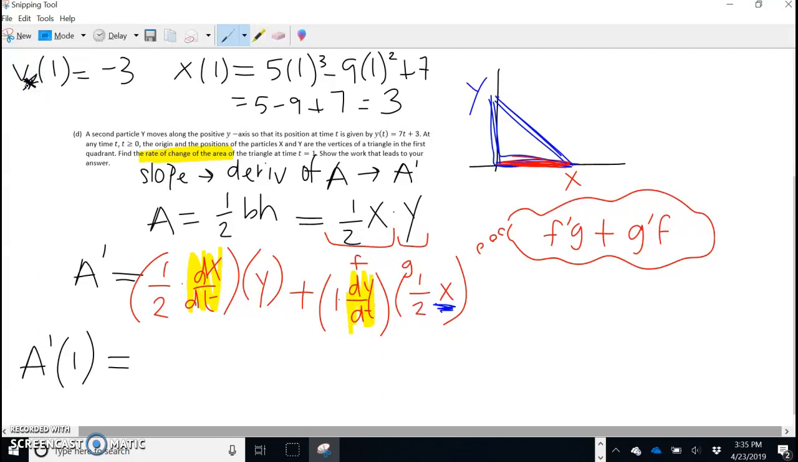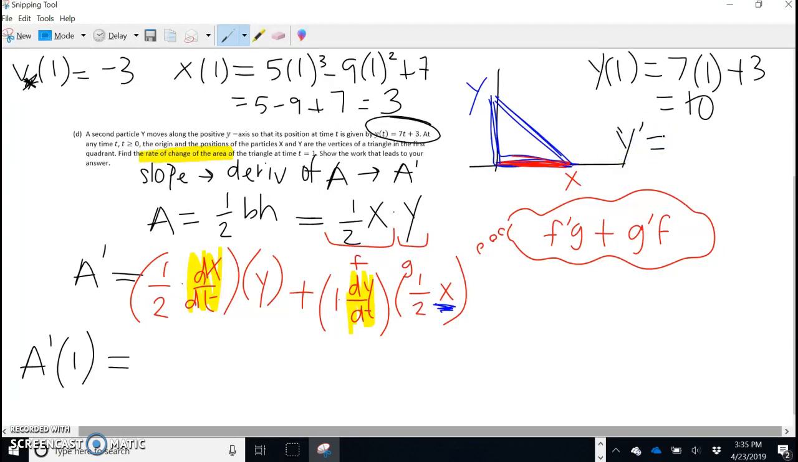So I've got some of this information, but let's not forget, I also have a y position now, y of t, and I'm going to really want to know what y of 1 is. So how about 7 times 1 plus 3, or 10? And dy/dt, or y prime of this function, well, that's just the derivative of 7t plus 3, that's 7. Nowhere for me to plug a 1 in, that's always 7. So let me come down here and start doing some computation.